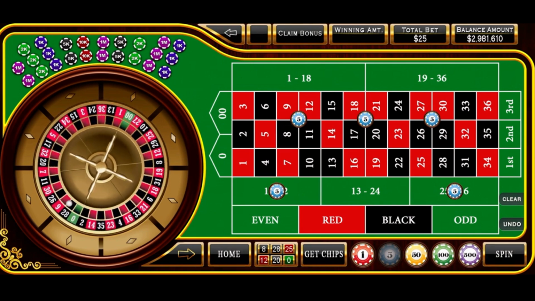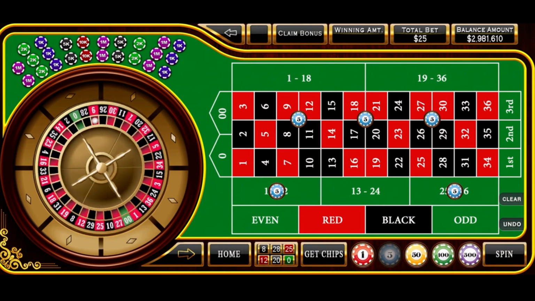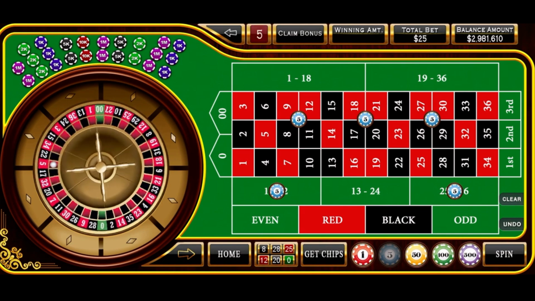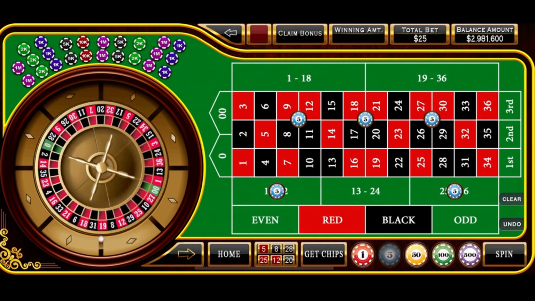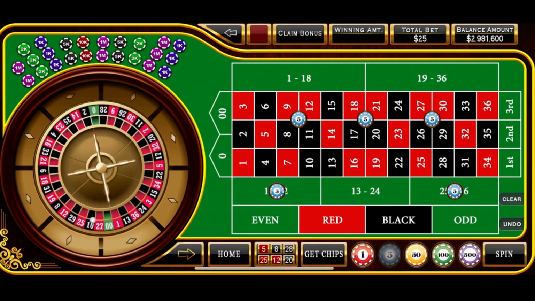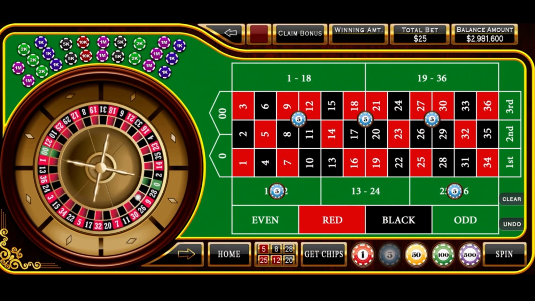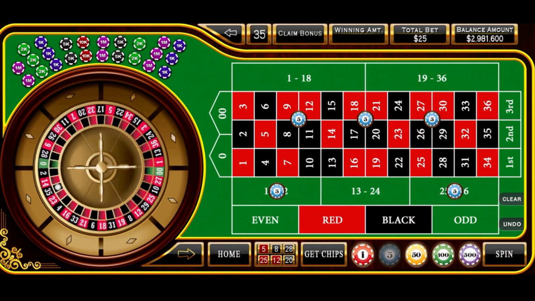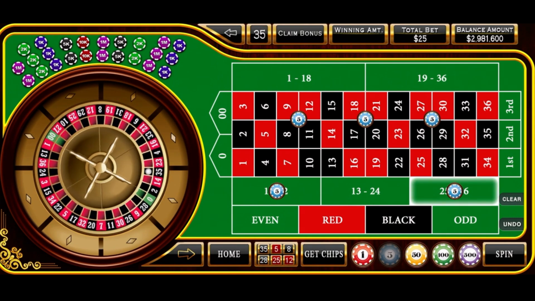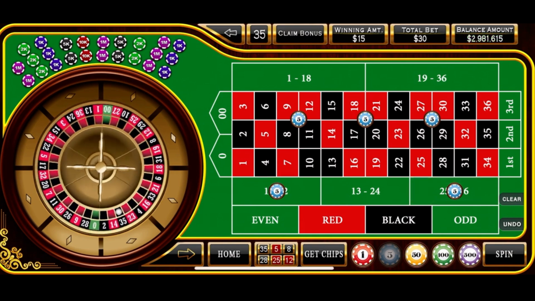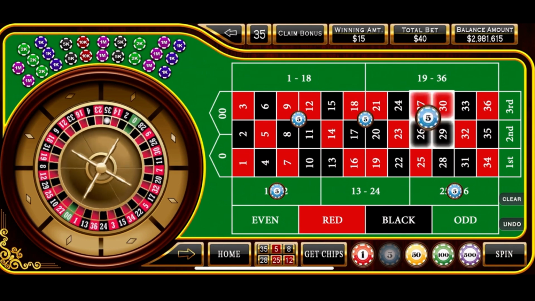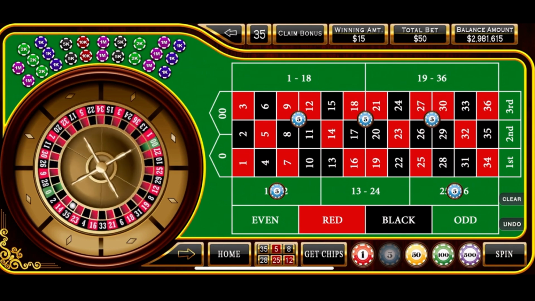So now we are back once again to the base level. And that's 5 red. That is a partial loss. So that's one loss at this level. So we'll stay right where we are and spin again. 35 black, so that's another partial loss. So now we'll go up to level 2. That's 2 partial losses. And now we're up to $10 on these 5 bets.